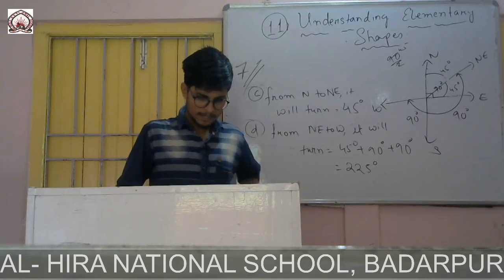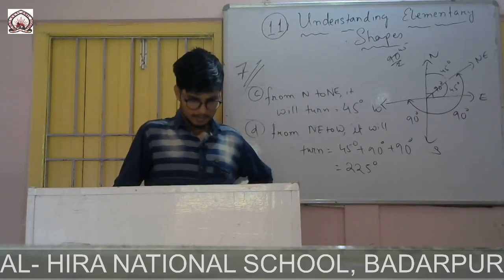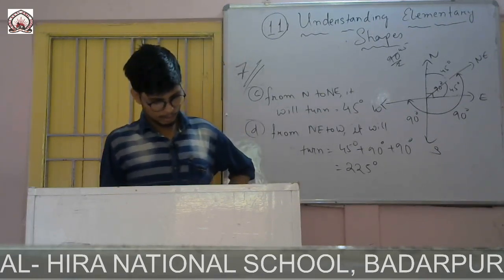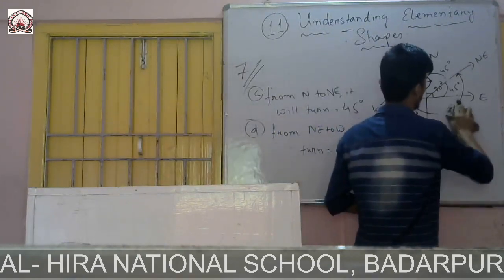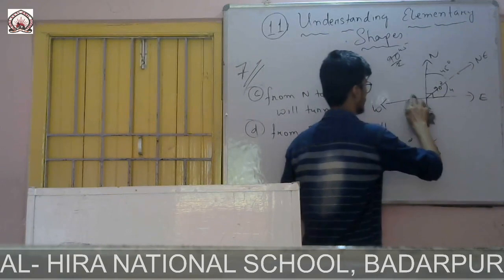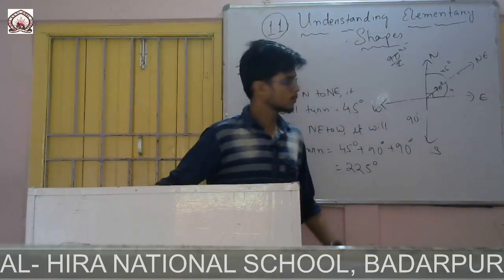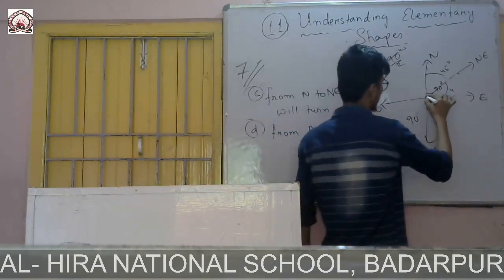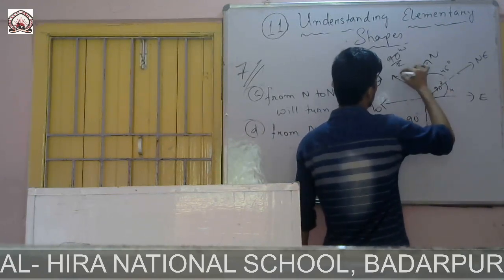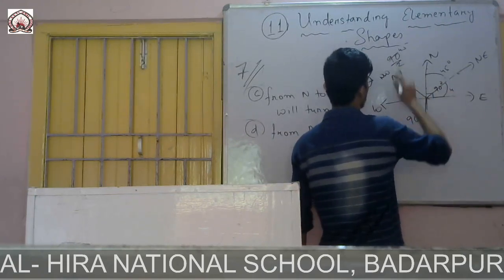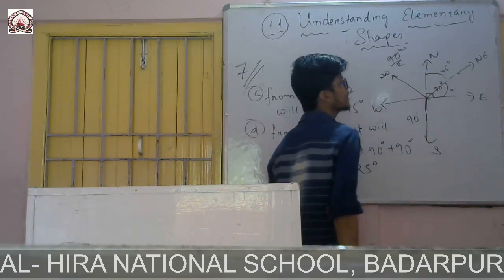So question number E and F, you try. Next, E: it is northwest to southeast. Okay, let me do this one. You see, from northwest to southeast. Northwest, which one? In between north and west it will be northwest.